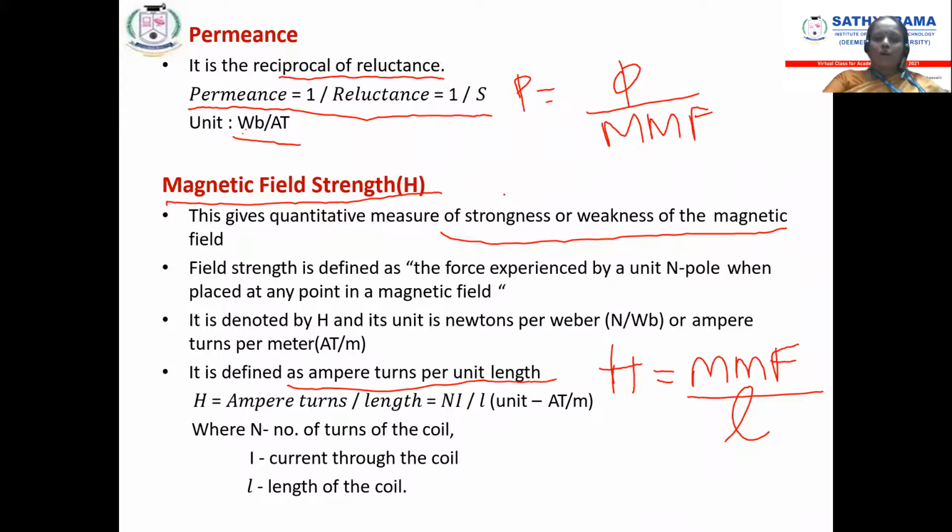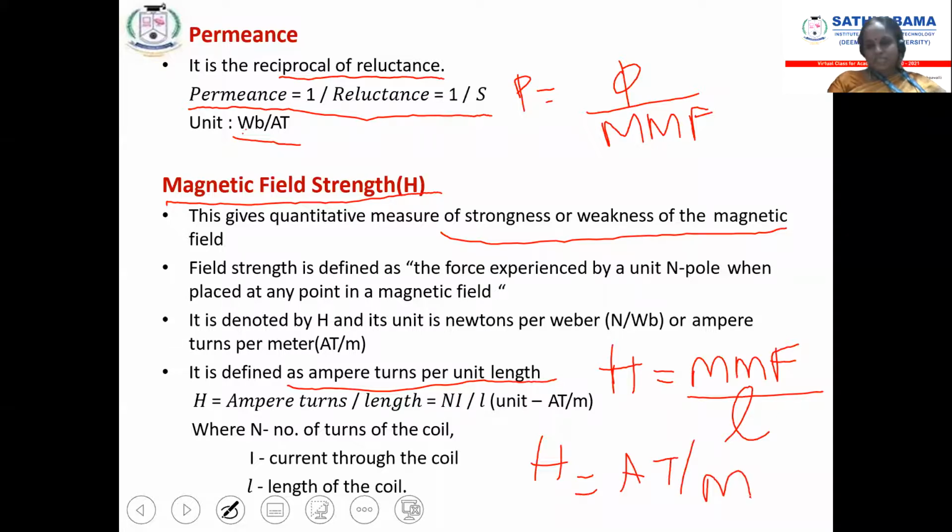So we all know what is the unit for mmf? Ampere turns. And what is the unit for length? Meter. So ampere turns per meter is the unit for the magnetic field strength. It is defined as mmf per unit length. Are you clear? I think you have taken down this formula, but anyway, the formula consolidation is also there.